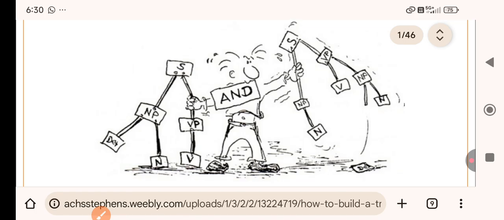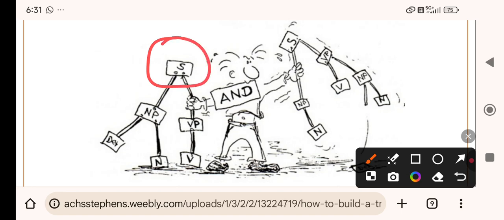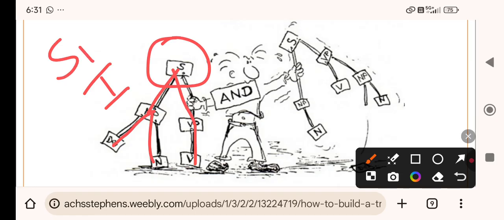This is the compound sentence. Here there's a picture where a sentence is divided into noun phrase and verb phrase. In the noun phrase, determiner and noun, and then the verb phrase. And this is a compound sentence: first a simple sentence, that's the first sentence, which is then joined by 'and'.